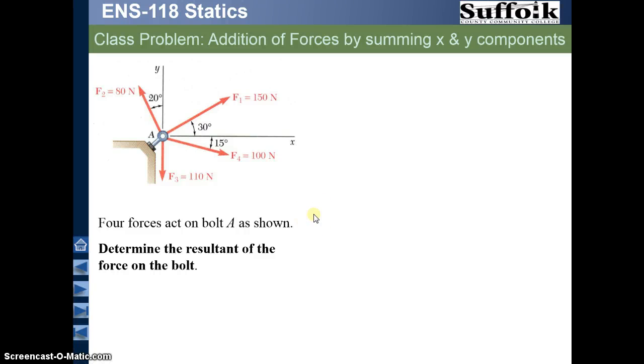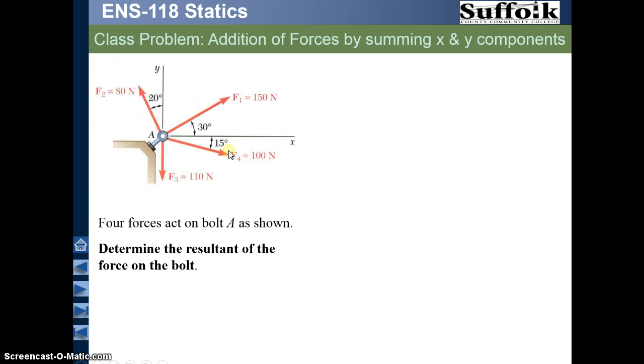Hello, this is a statics problem where we're going to solve for the resultant force through the addition of the component forces of each one of these forces. Okay, we have a problem here that is a bolt A, and this bolt A has four forces acting upon it: F1, F2, F3, and F4.